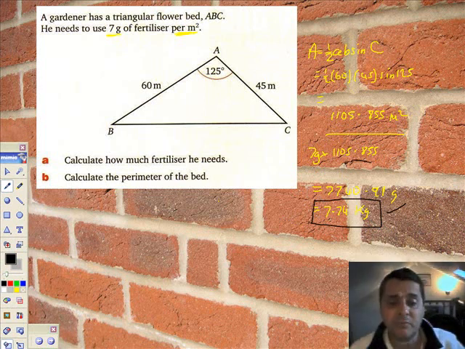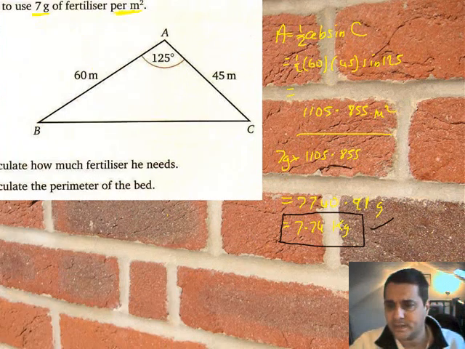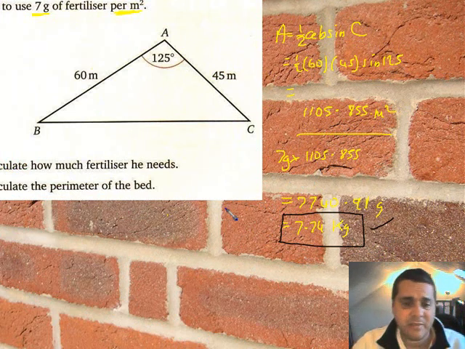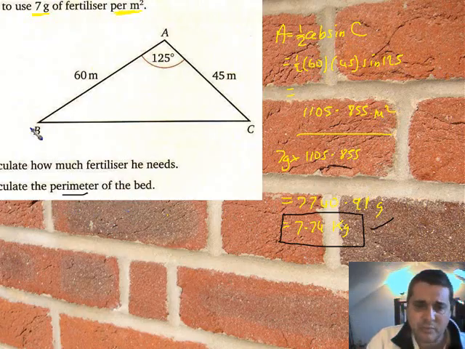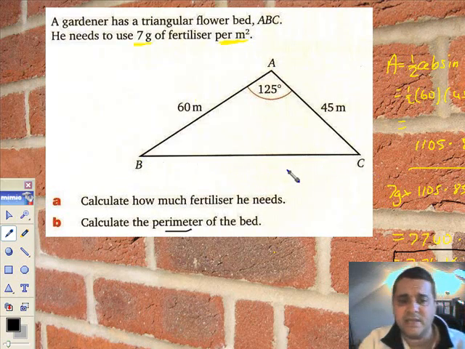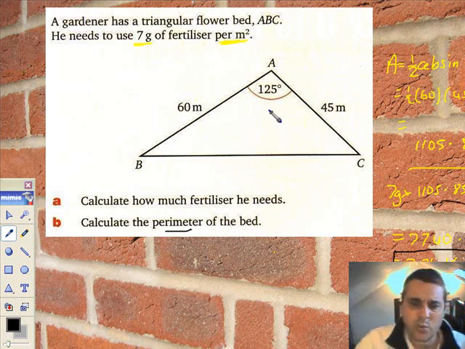Now part B, the perimeter of the bed. We've just done the area, and that worked out to be 1105 etc., multiplied by 7 gives 7.74 kilograms worth of fertilizer. Now the perimeter of the bed, well, the perimeter is the 60 plus the 45 plus this length BC yet to be determined. So quite straightforward really.